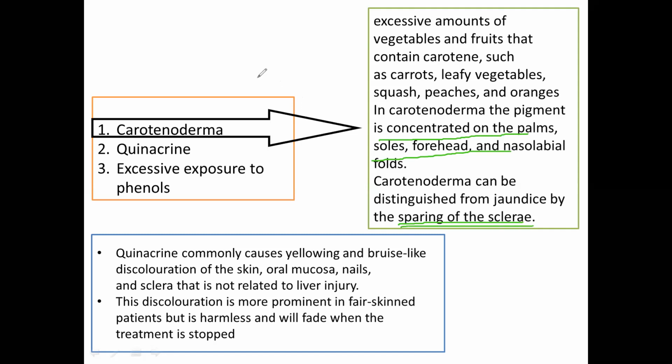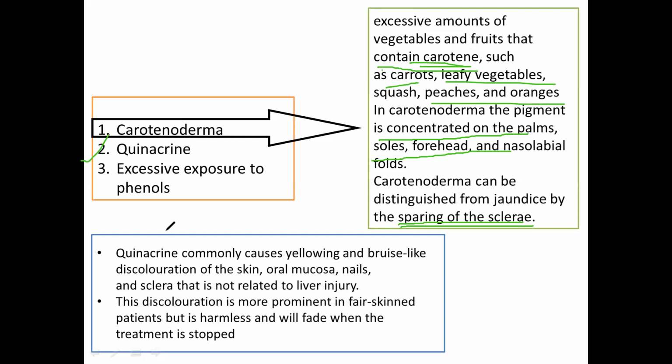It is usually found in a patient who eats vegetables and fruit that contain carotene. So basically, this occurs because of carotene, which is found in carrots, leafy vegetables, squash, and oranges. So in this type of food, you will get this carotene.